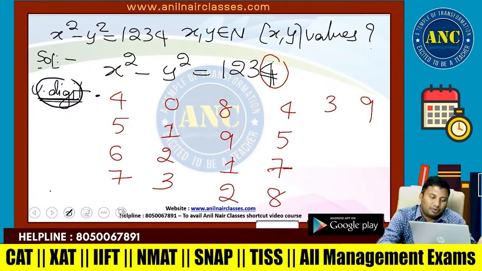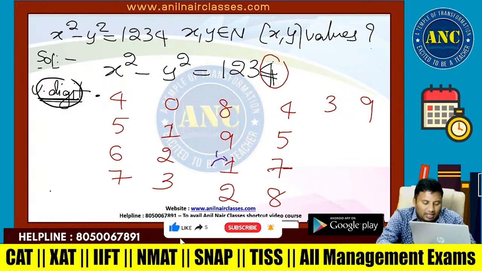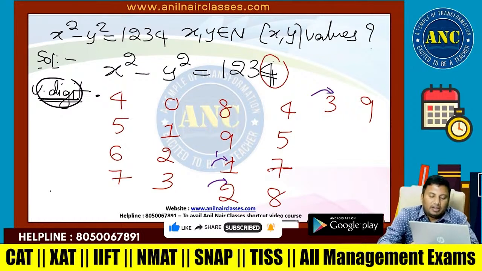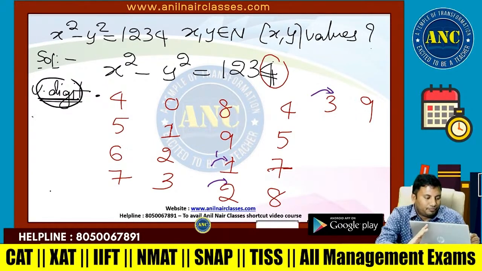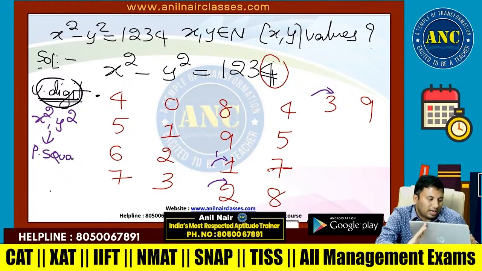4 minus 0, 4. 5 minus 1, 4. 6 minus 2, 4. 7 minus 3, 4. 8 minus 4, 4. 9 minus 5, 4. With 1 carry, 11 minus 7 is 4. Again a 1 carry, 12 minus 8 is 4. Again 1 carry, 13 minus 9 is 4. x square and y square are perfect squares.